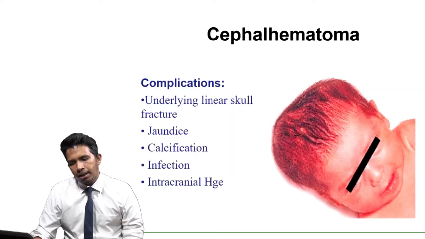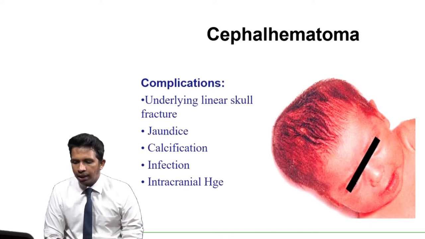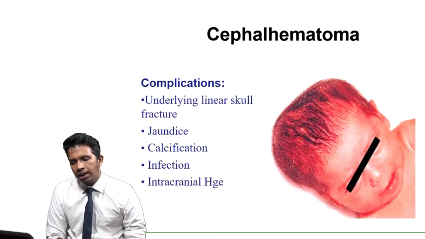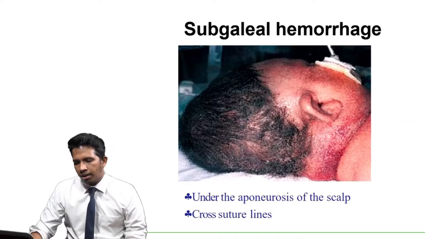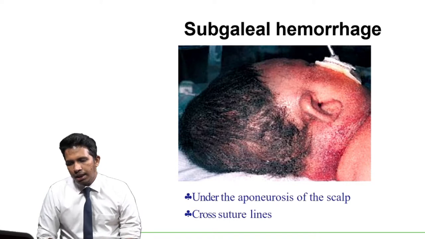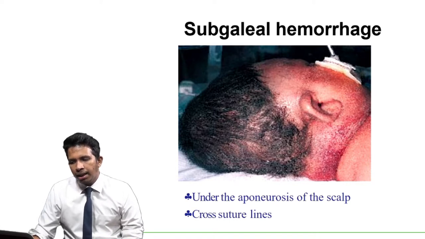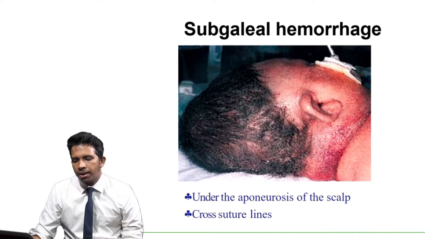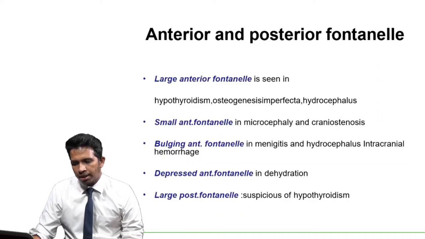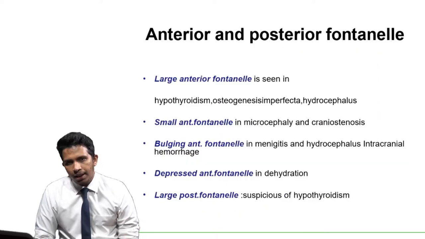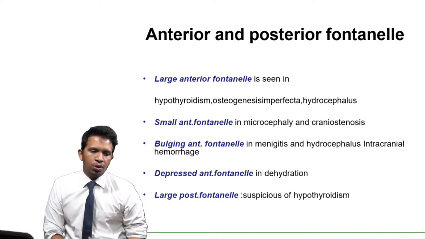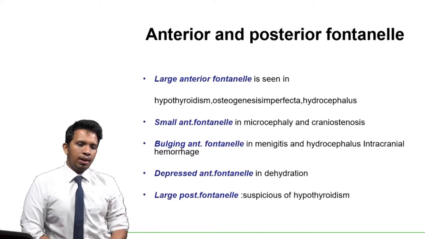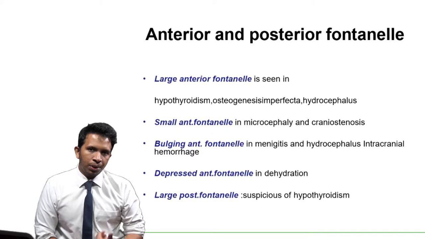Okay, all right, and it can have a little bit of complications. It can cause an underlying linear skull fracture, jaundice, calcification, infection, and intracranial hemorrhage. Okay, and subgaleal hemorrhage is another type of hemorrhage which is seen under the aponeurosis of the scalp. Then we have, this is the most common one. We look at the skull to see if any of those deformities are there.